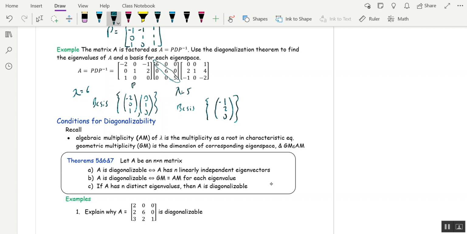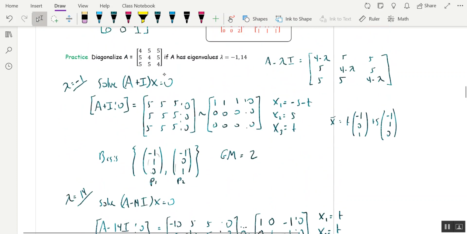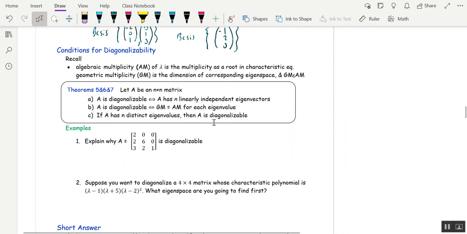If A is diagonalizable, it doesn't necessarily have to have n distinct eigenvalues. And an example is the one we just did. This matrix here was diagonalizable, but it only had 2 distinct eigenvalues. Okay, so it's a one-way theorem.